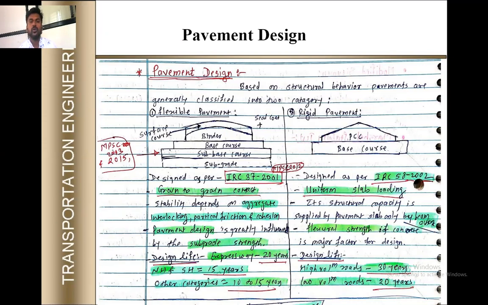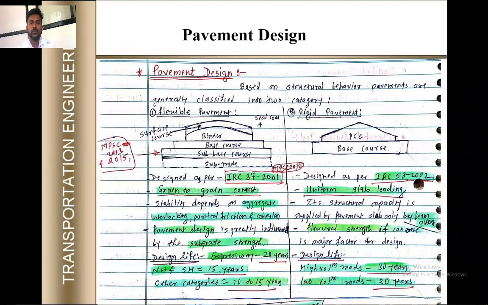In the flexible pavement, as shown here, there are different layers: first the subgrade, then the subbase, base, binder material may be there, and the surface coat. These are the layers present in flexible pavements. Then in the rigid pavement, there will be only two layers, the PCC and the base coat.